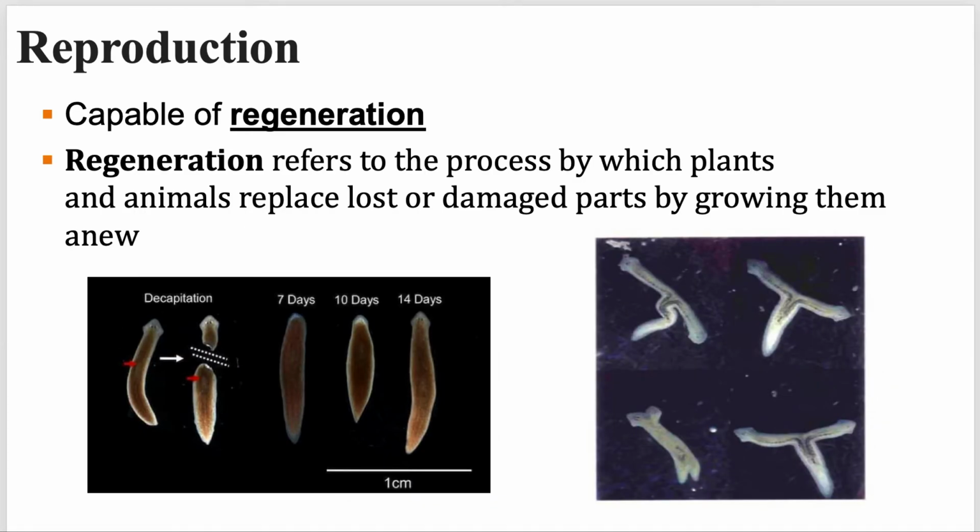They are capable of regeneration, and regeneration refers to the process by which plants and animals replace lost or damaged parts by growing them anew. So, for instance, in this diagram here, we have a flatworm. It was decapitated, and over 2 weeks it regrew everything it needed. And then this one here ended up regrowing incorrectly, or it's about to undergo fission and split into two worms. Right.